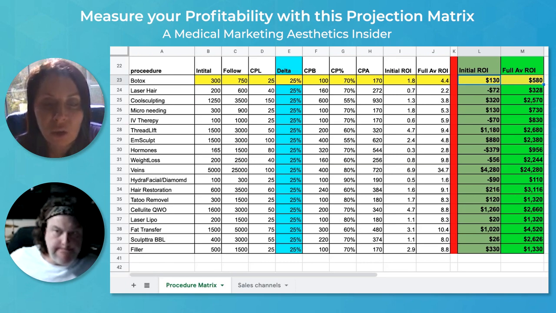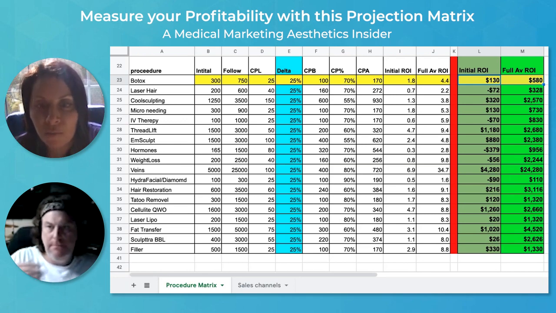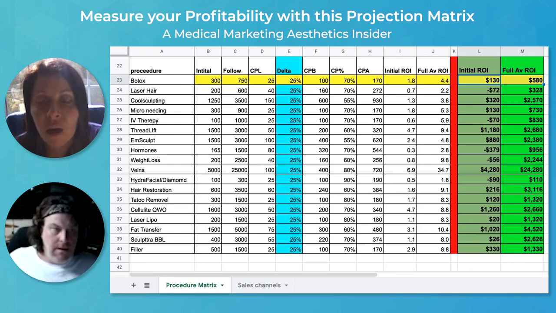For instance, we're negating keywords such as reviews or complications or before and after pictures, things that people would be searching if they're researching the procedures. We're putting things in like Botox near me, Botox costs, Botox doctors, things that people would be searching for, where they're calling your business and saying, I want to make my appointment. I'm ready to have this service.